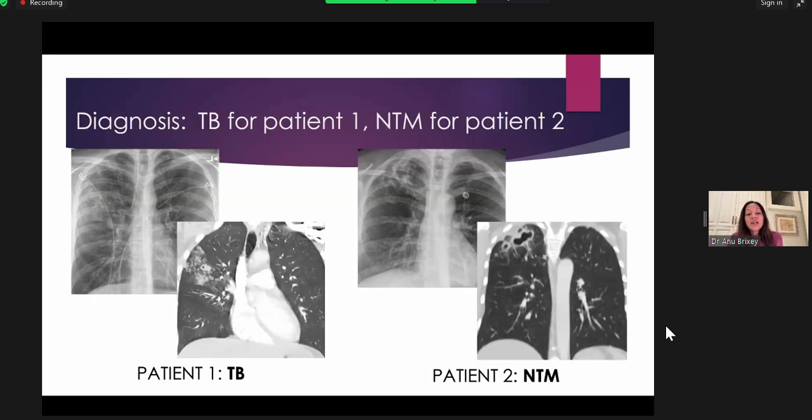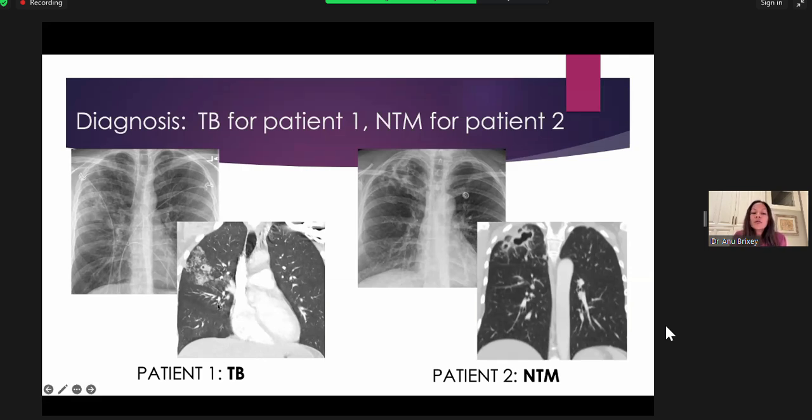So the diagnoses for these patients are listed here. Patient one actually had tuberculosis, and patient two actually had non-tuberculous mycobacterial infection. Patient two was actually chronically colonized with NTM. They were asymptomatic. We were finally able to get their scans from 3 or 4 years ago, and it looked exactly identical. This patient didn't have any symptoms, so wasn't treated for NTM, and they were completely stable. Patient one was presenting with new onset fevers, night sweats, weight loss.